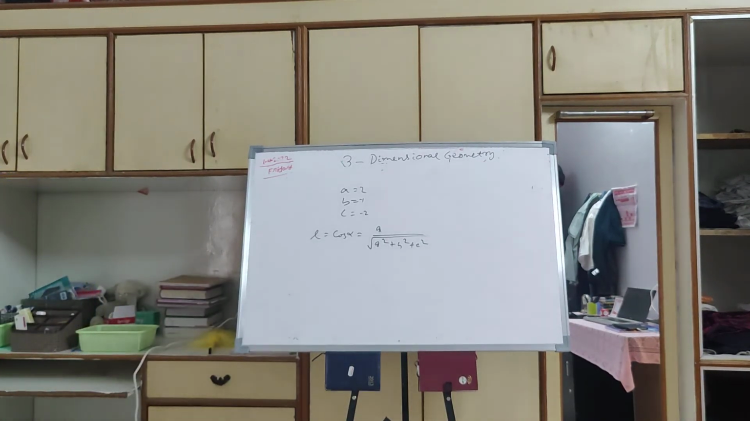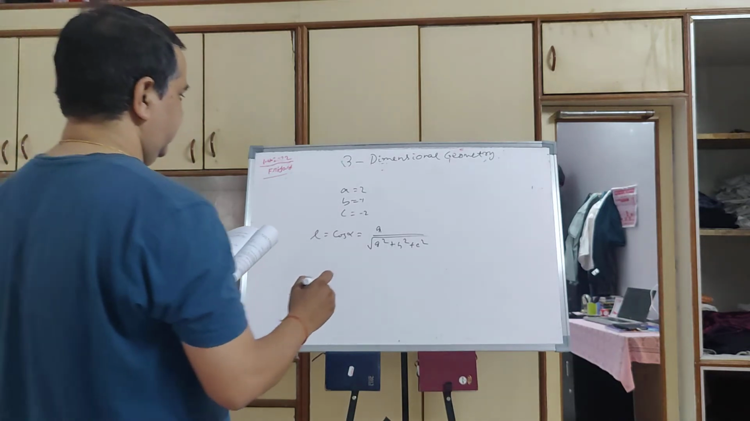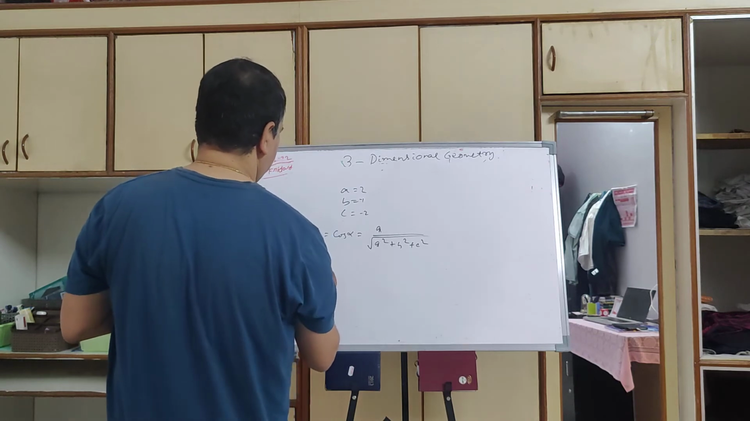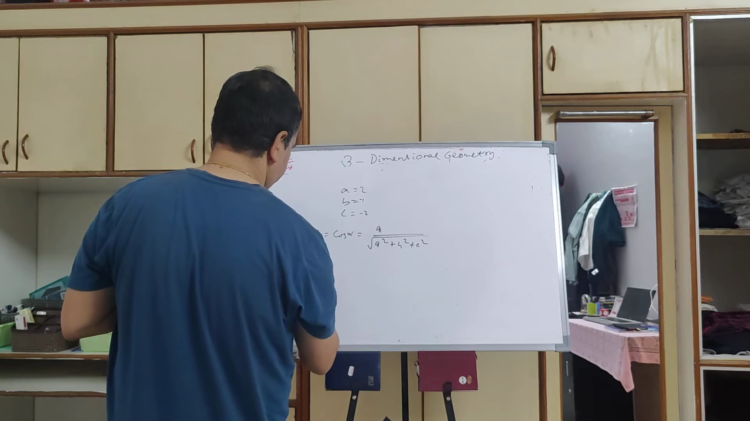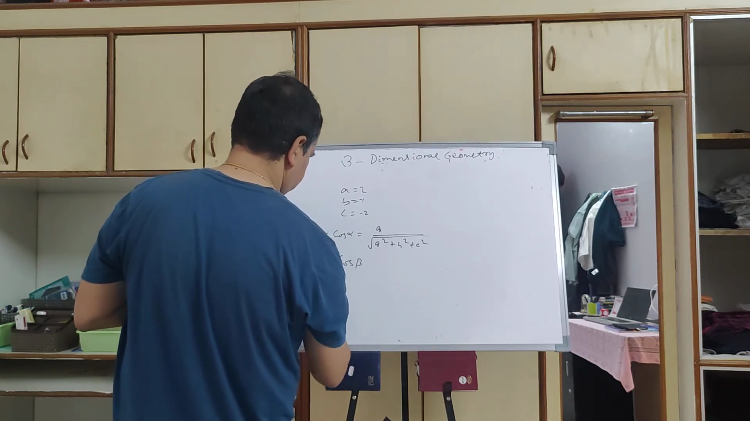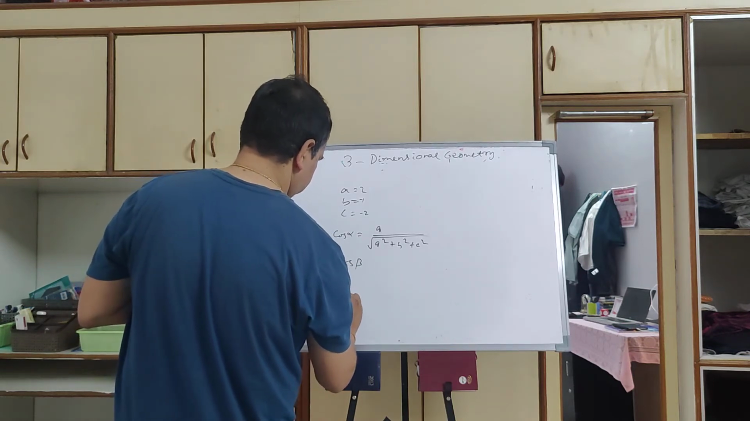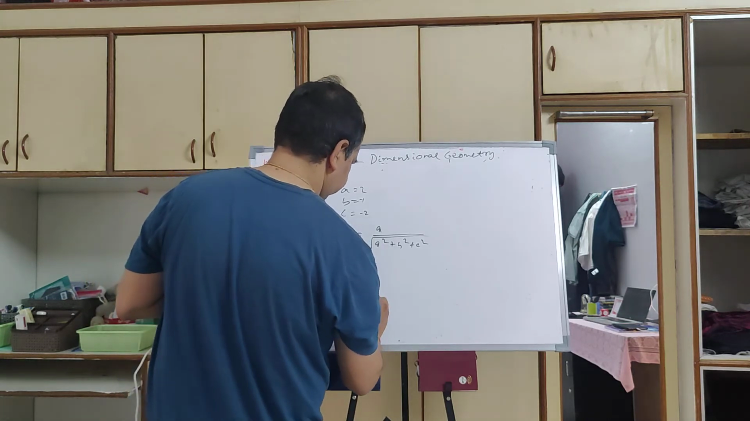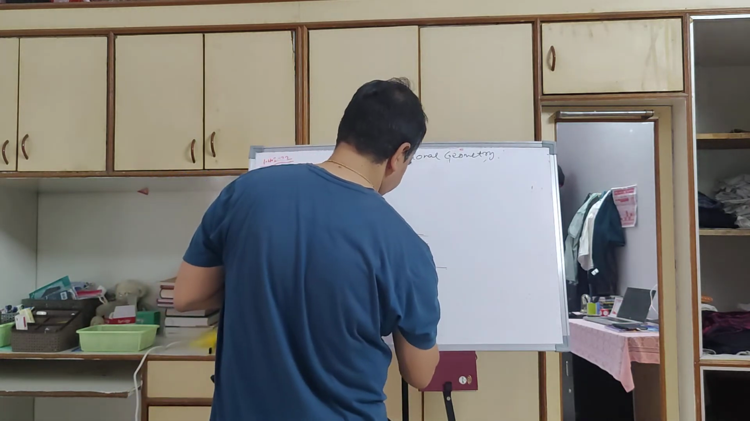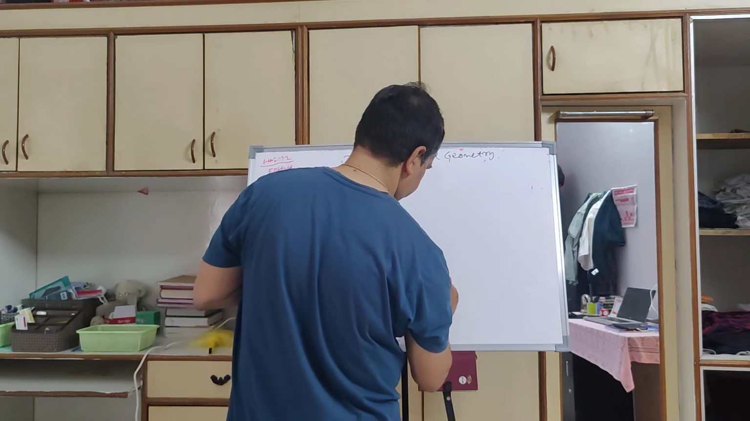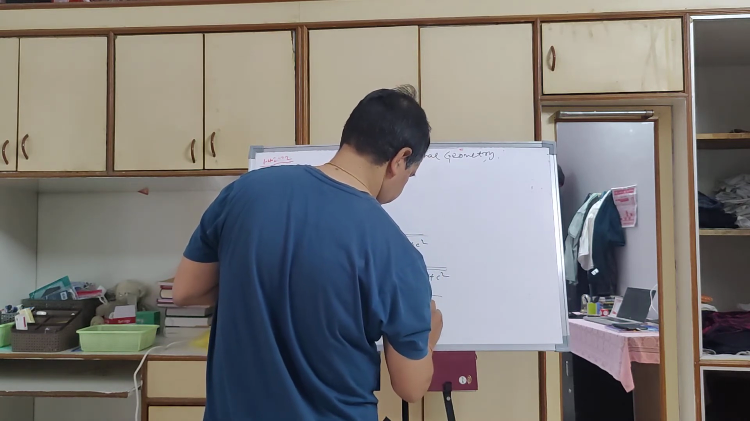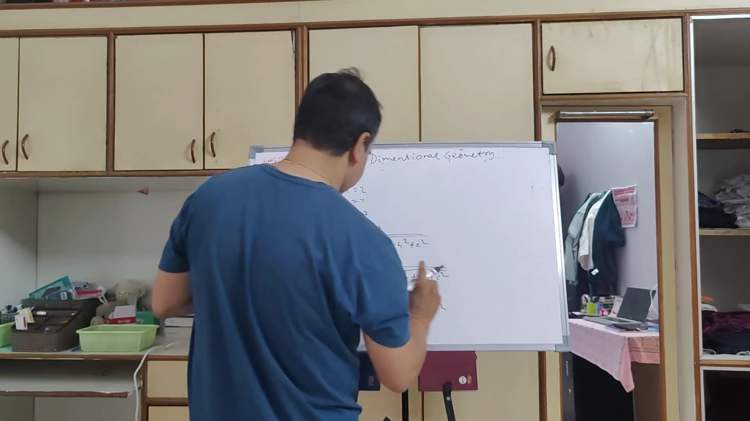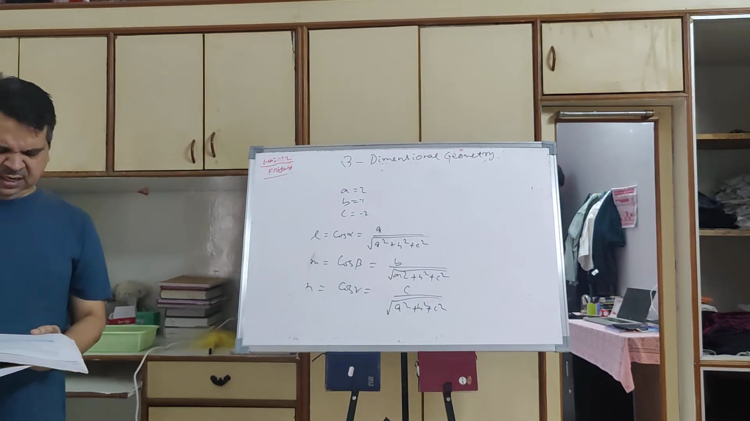It is there in your book: L is equal to A by the square root of A square plus B square plus C square. Knowing this, I can find the value. Similarly, L, M and N, where L is cos alpha, M is cos beta and N is cos gamma. It is the same as x by square root of x square plus y square plus z square, only here we use A, B, C. So this gives you the direction cosines.